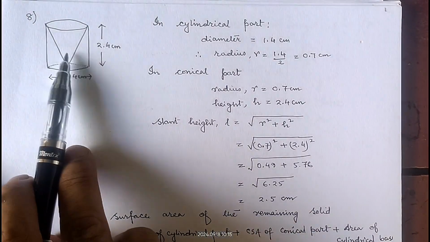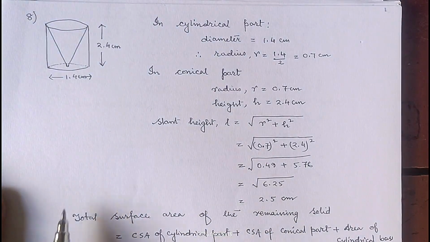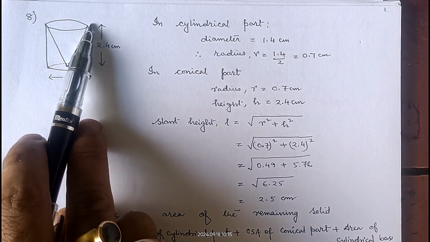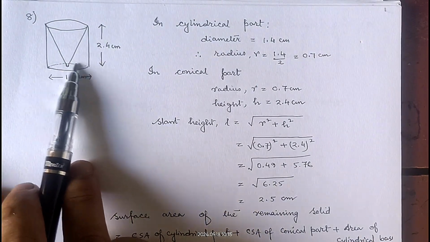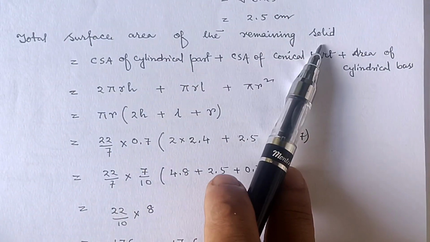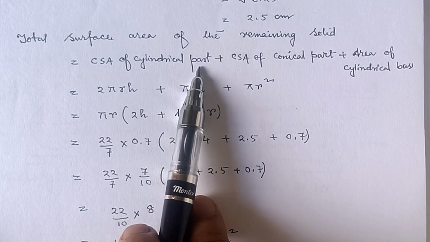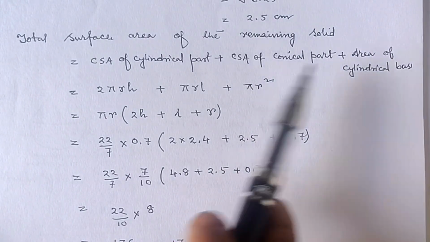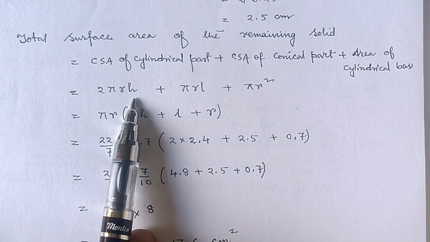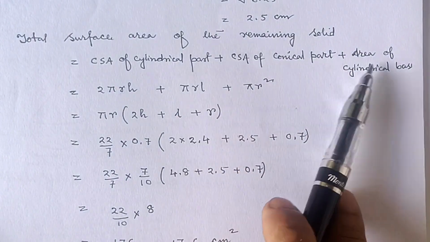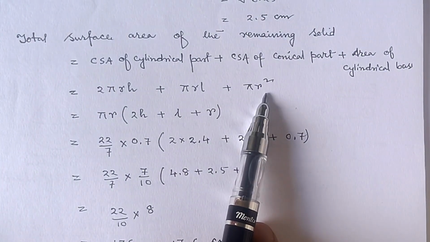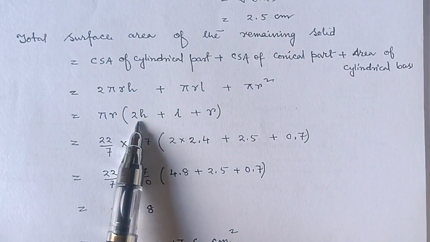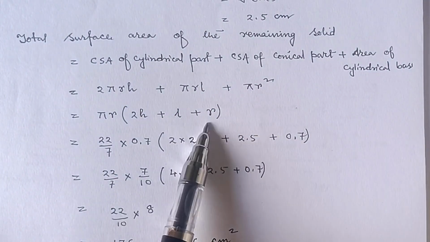Now we have to find the total surface area of this figure. For the total surface area, we require curved surface area of the cylindrical part, curved surface area of the conical part, and base of the cylinder. The total surface area of the remaining solid is curved surface area of the cylindrical part, curved surface area of the conical part, plus area of the cylindrical base. For cylinder it is 2 pi rh, for conical part pi rl, and for the base it is pi r square because base is a circle. From here I can take pi r common. So here twice h left, L left, here r is left.